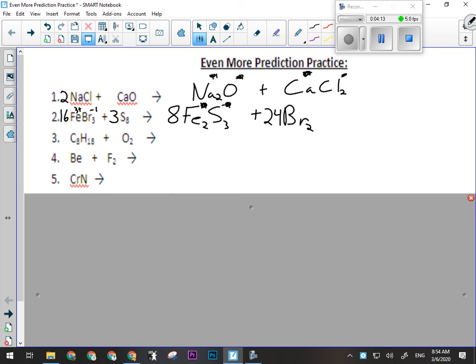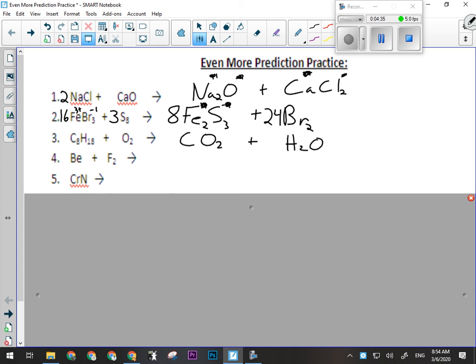All right, how many people are done number 3? Okay, let's have a look at that one too. So number 3, I've got C8H18 reacting with oxygen. What kind of reaction is that? It's a combustion reaction. The products of a combustion reaction are always carbon dioxide and water. Now I need to balance.